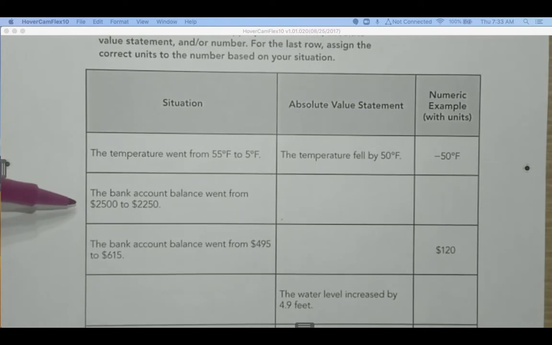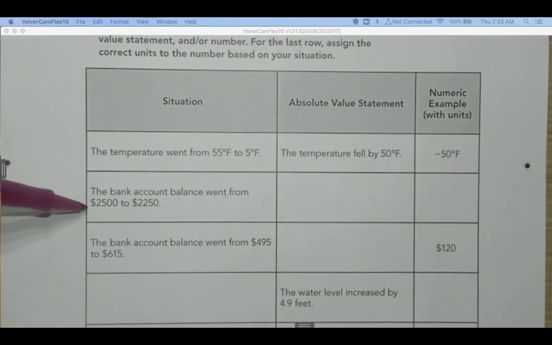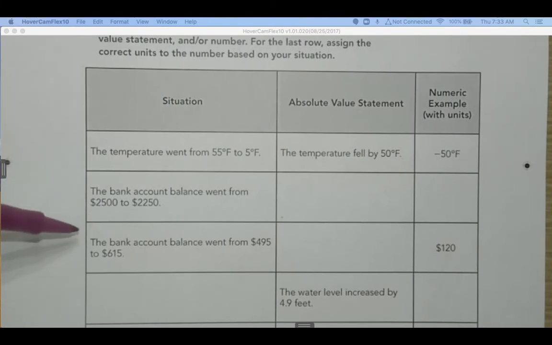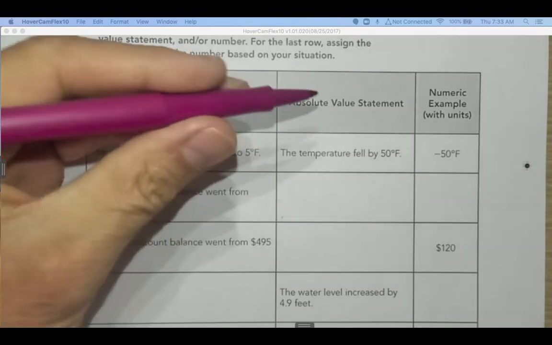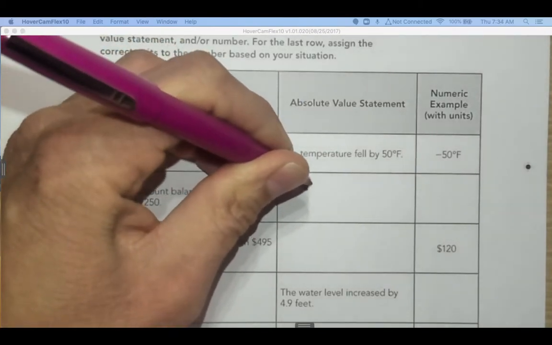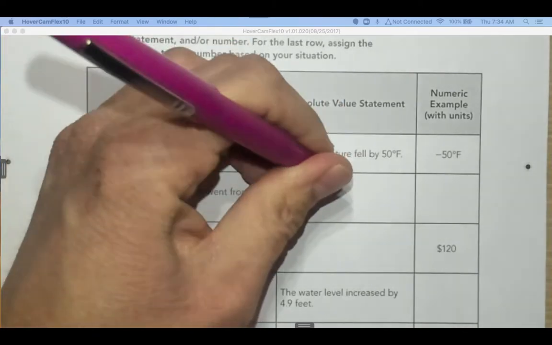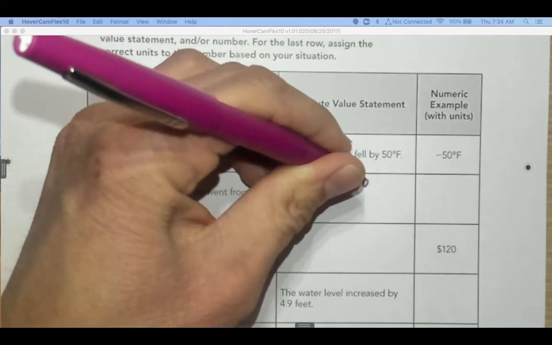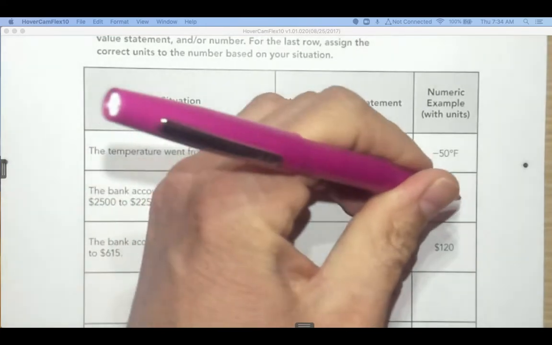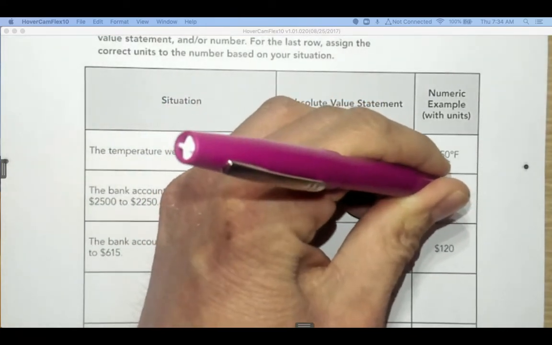Second example, the bank account balance went from $2,500 to $2,250. So he spent $250. And so my example here would be minus $250, all gone.